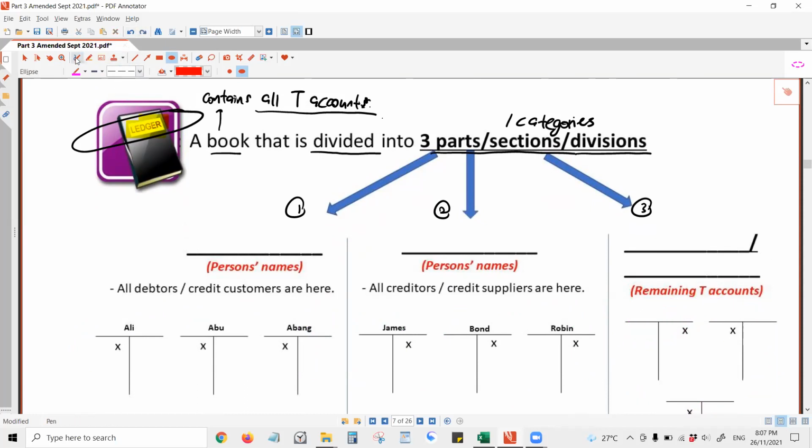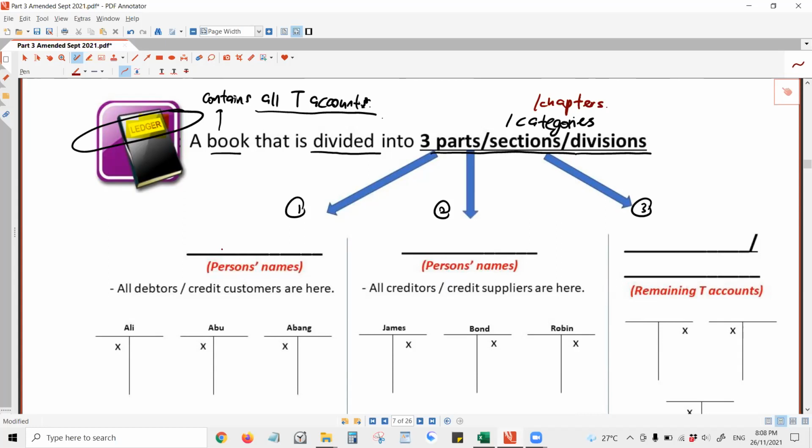So you can think of it as chapters also, because you know textbooks, right? For every subject you have textbooks, and you also have a lot of chapters in it, right? So you can also see this book as having 3 chapters inside it.